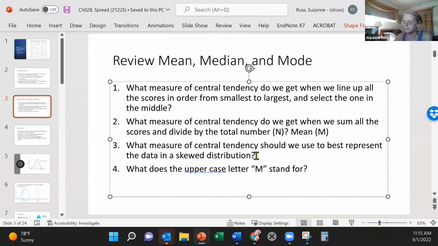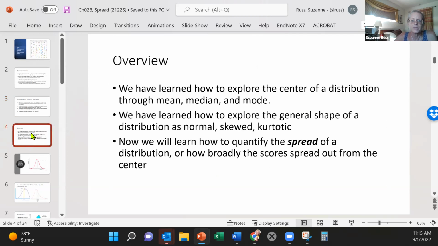You said you should use median, and you're correct, because remember that outlier works like a magnet, pulling the mean off center. So don't use it. And I already introduced you or reminded you that for what we're doing now, we're going to be using the letter M to indicate mean. I took the last question off because I haven't introduced it yet and we don't need it yet.